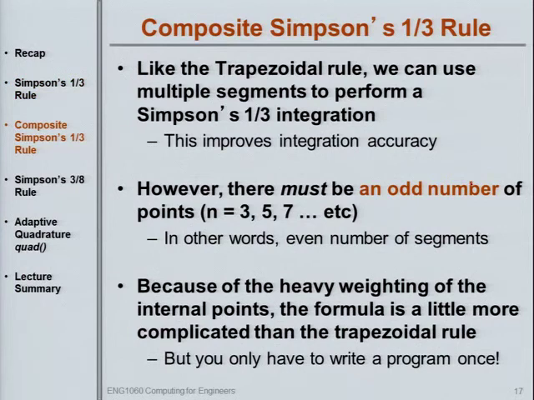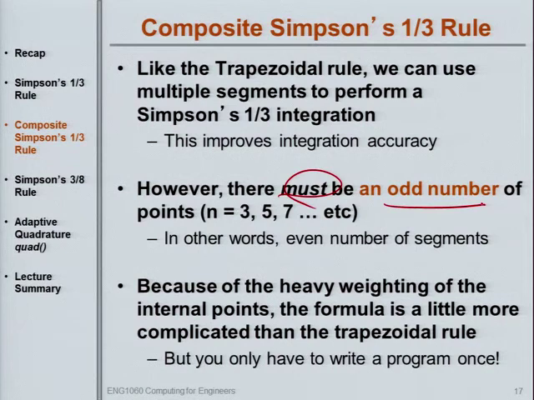So, just like the trapezoidal rule, we don't actually have to use just one pair of intervals. We can have 2 pairs of intervals, or 3 pairs of intervals, or 5 pairs, or 20 pairs of intervals. What that means, however, is there must be an odd number of points. So you've got to have 11, or 19, or 73 points to use Simpson's rule.